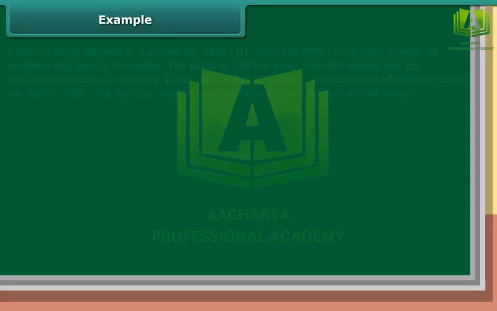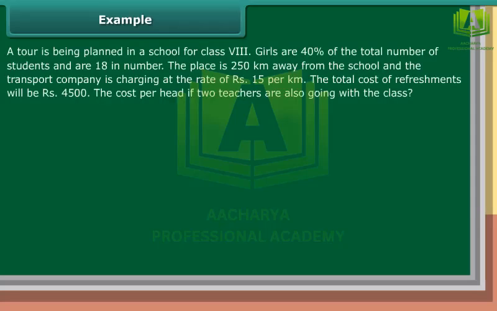Example: a tour is being planned in a school for Class 8. Girls are 40% of the total number of students and are 18 in number. The place is 250 km away from the school and the transport company is charging at the rate of Rs 15 per kilometer. The total cost of the refreshments will be Rs 4,500. Find the cost per head if 2 teachers are also going with the class.